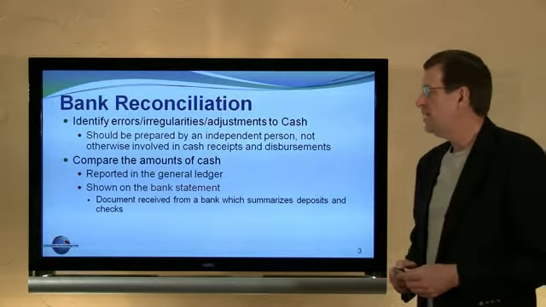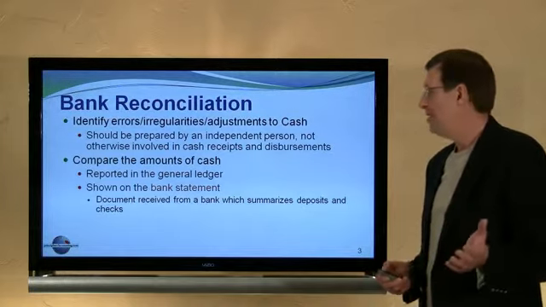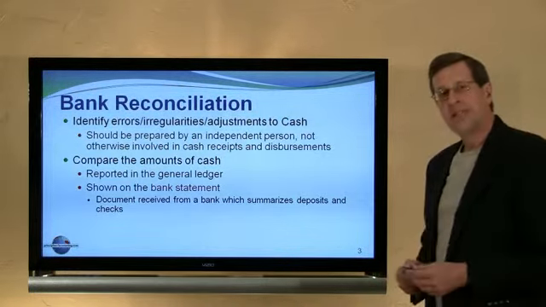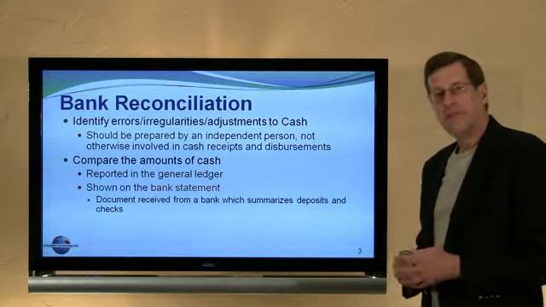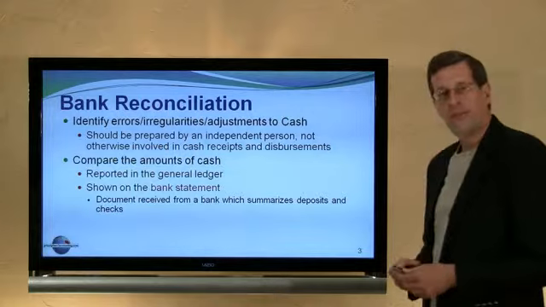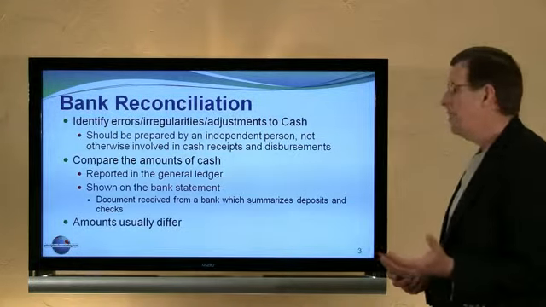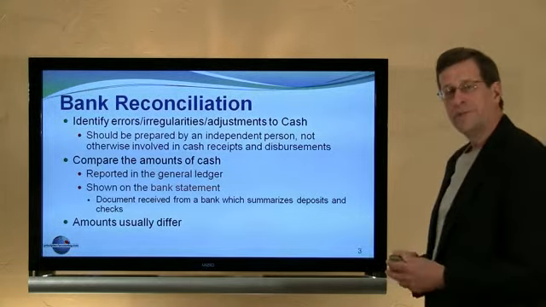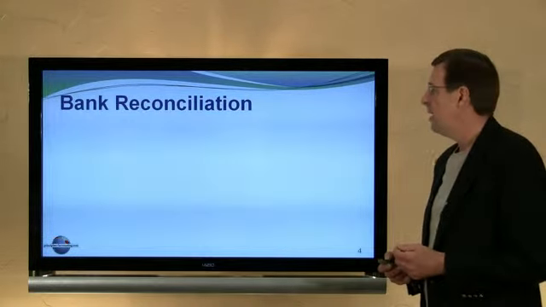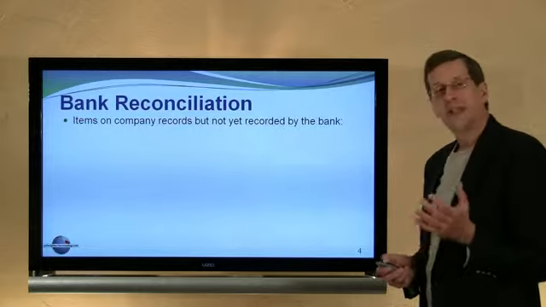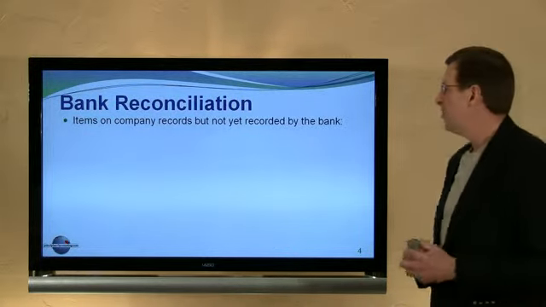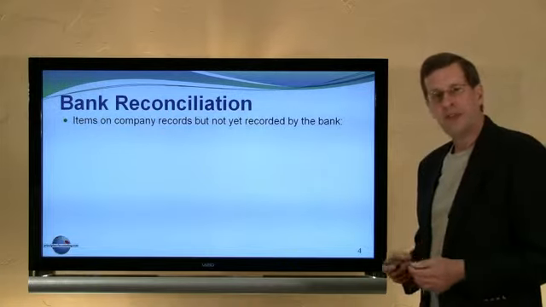The reconciliation is useful to compare the amount of cash reported in the general ledger to that shown on the bank statement. The bank statement is the document that's received periodically from the bank, showing the activity to the bank account, the deposits and withdrawals from that bank account. The amount in the general ledger usually differs from the amount that appears as the ending balance of cash per the bank statement. Let's consider why that's the case. First, there are items on company records, things that have been recorded in the general ledger that have not yet been captured by the bank.